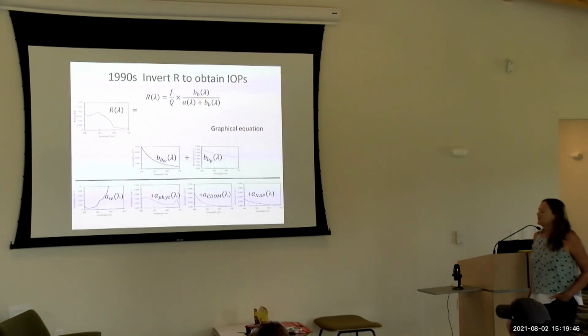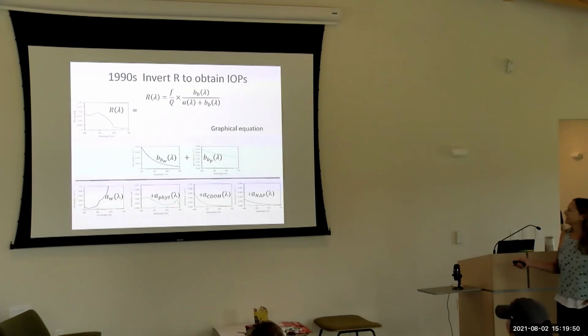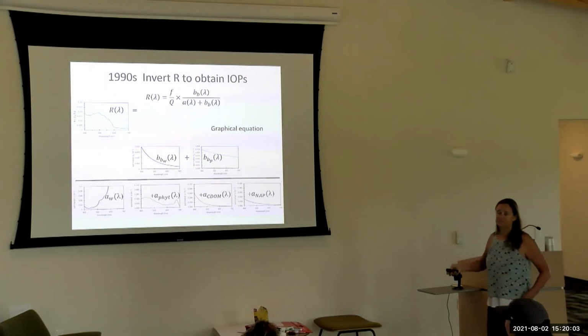So if you think graphically, this is what it looks like graphically. I have reflectance and I have backscattering by two components, that's in the numerator. And I have absorption by my components, that's in the denominator. And you're literally adjusting them in order to match this spectrum. Okay.